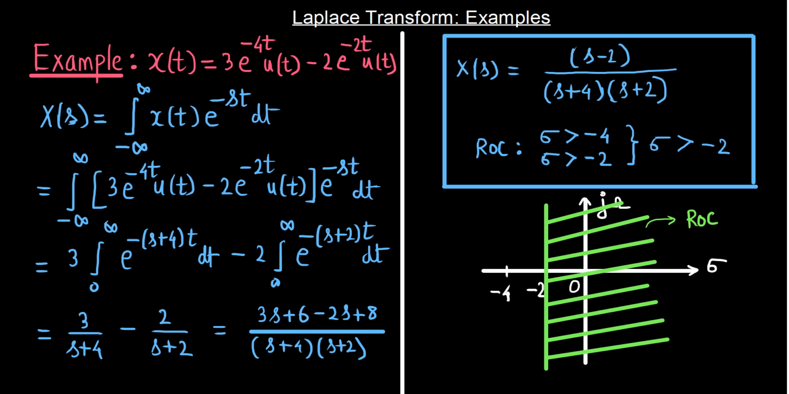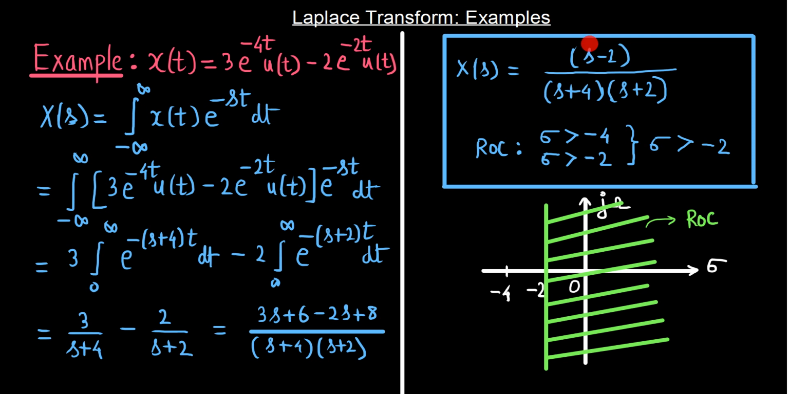In fact, the expression that we have obtained is in the form of a rational expression, meaning it is a polynomial in the numerator as well as in the denominator. So in general, this x of s, the Laplace transform, is going to be a rational function of s, meaning it has a polynomial in s in the numerator divided by a polynomial in s in the denominator. Such a function is called a rational function, where we have a ratio of two polynomials in s.